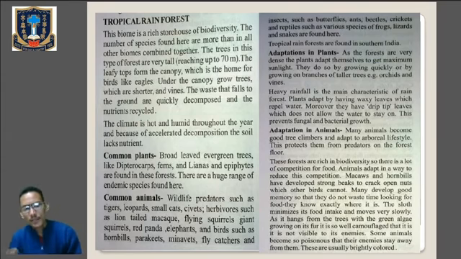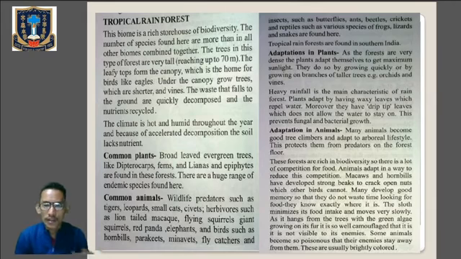Among animals, we will find predators such as tigers, leopards, small cats, civets, and herbivores like lion-tailed macaque, flying squirrels, giant squirrels, red panda, elephants, and birds like hornbills, parakeets, minivets, flycatchers, insects like butterflies and beetles, crickets, reptiles, and various species of frogs, lizards, etc. are found here in the tropical rainforest. So these are the common plants and animals present in the tropical rainforest.